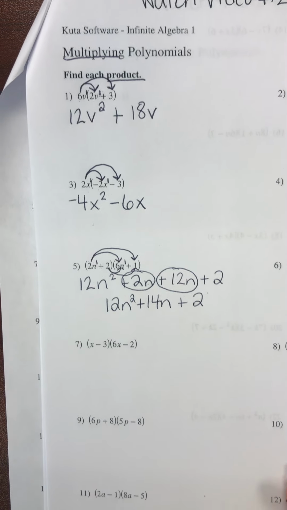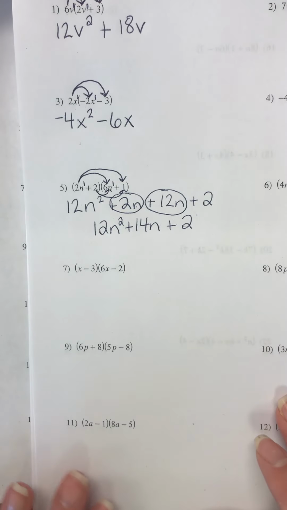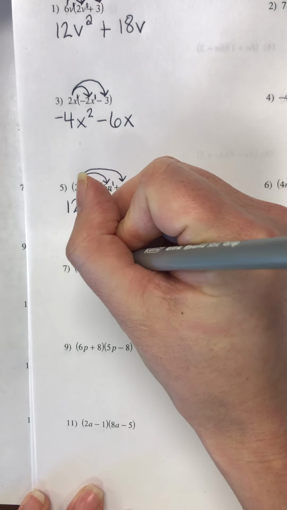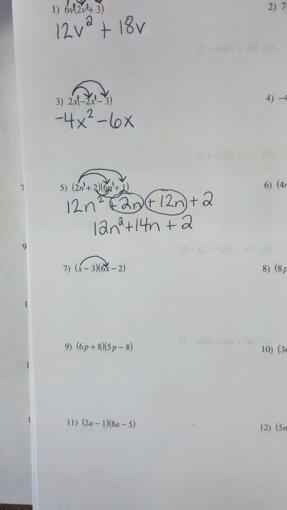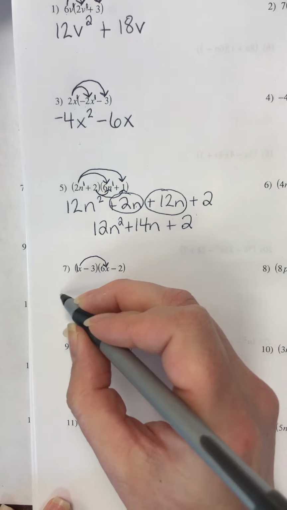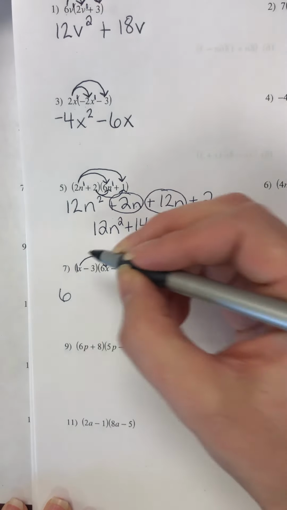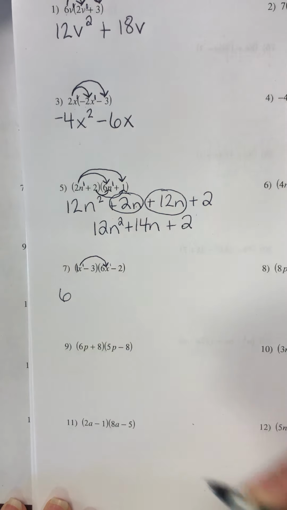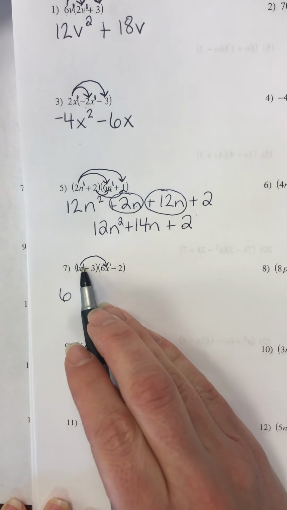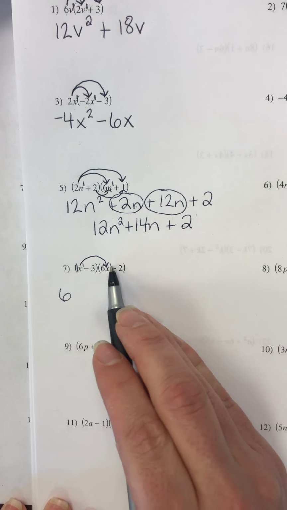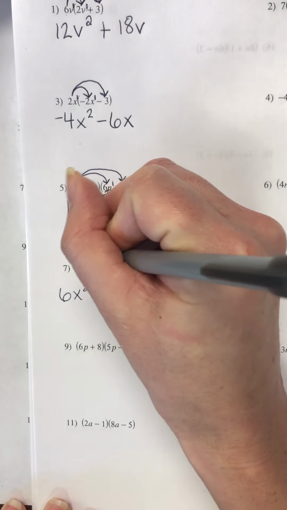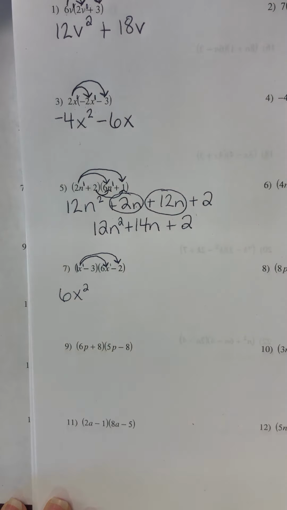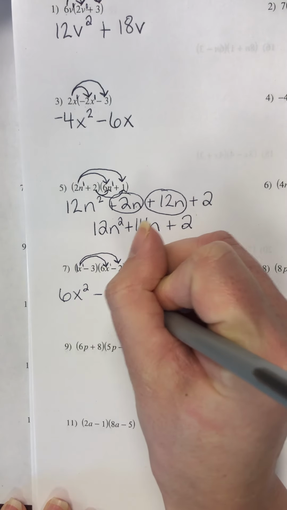I'm going to do the same thing for number 7. So I'm going to do x times 6x. My invisible number in front of x is just 1. So 1 times 6 is 6. Remember, I have invisible exponents of 1, so I'm adding my exponents when I'm multiplying. 1 plus 1 will give me x squared. Then I have 1x times negative 2, which will give me a negative 2x.